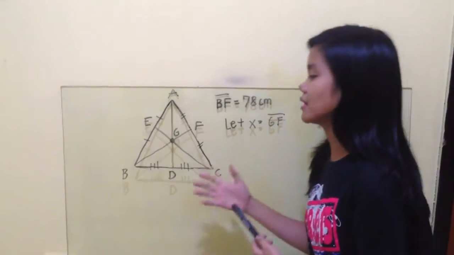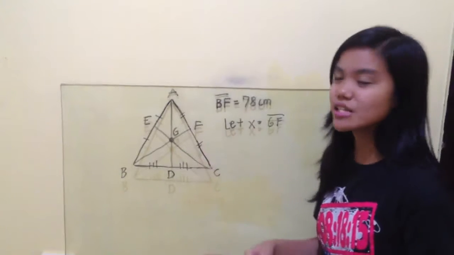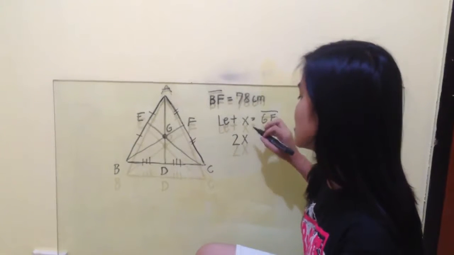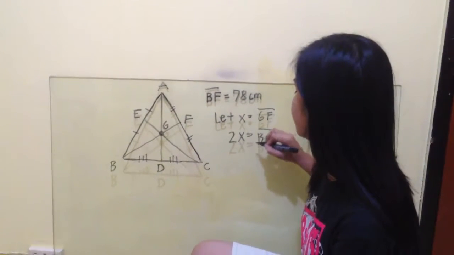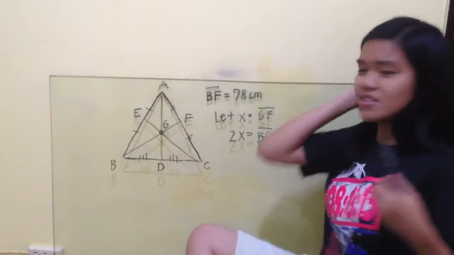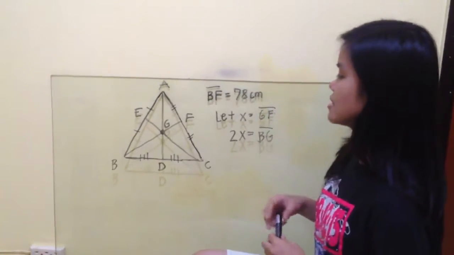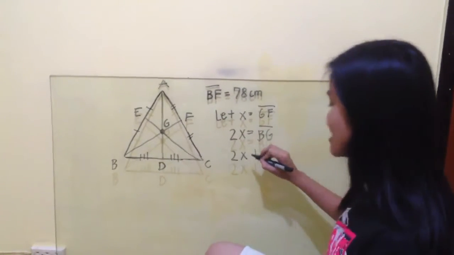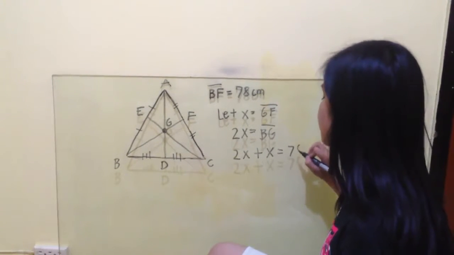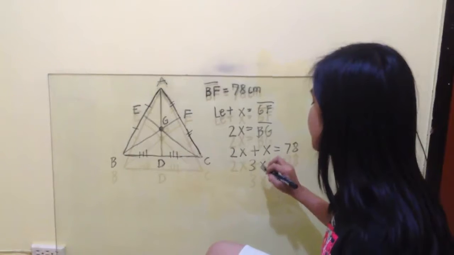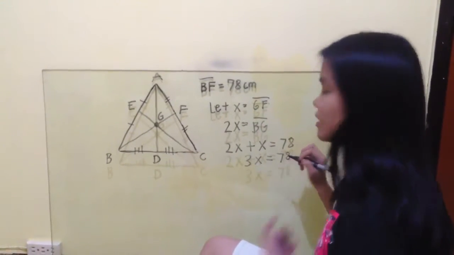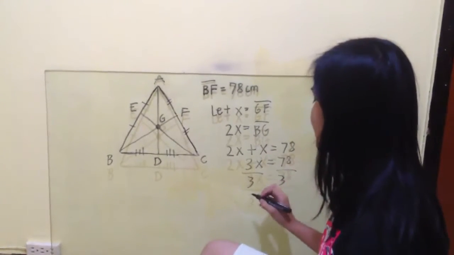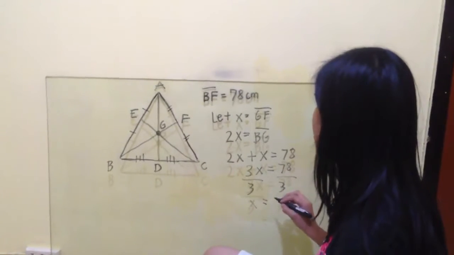And since the longer segment, which in this case is line segment BG, is twice the length of the shorter one, we can let 2x be its length. Obviously, the sum of the two segments is equal to the length of the median. So we will have the equation 2x plus x is equal to 78. So 3x is equal to 78. Dividing both sides of the equation by 3 will give us x is equal to 26.